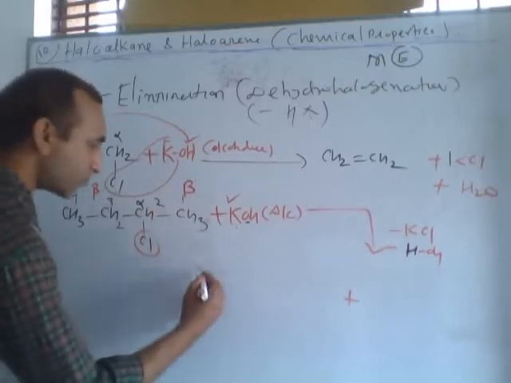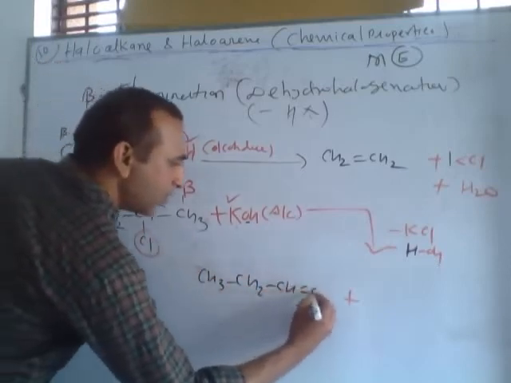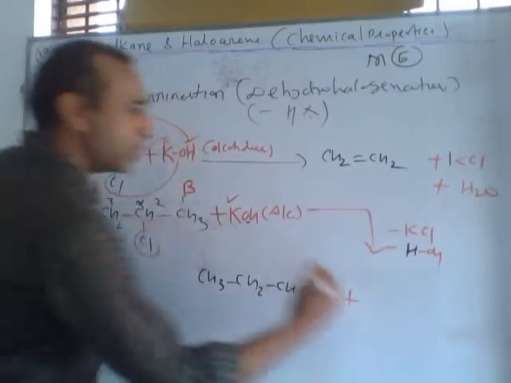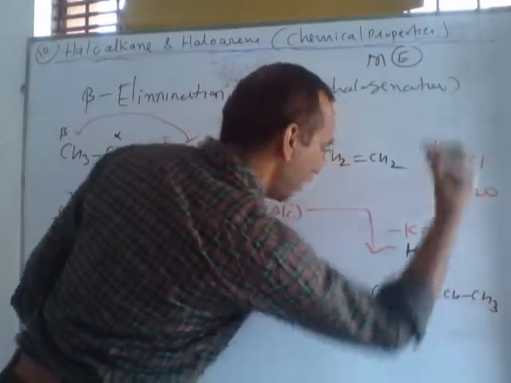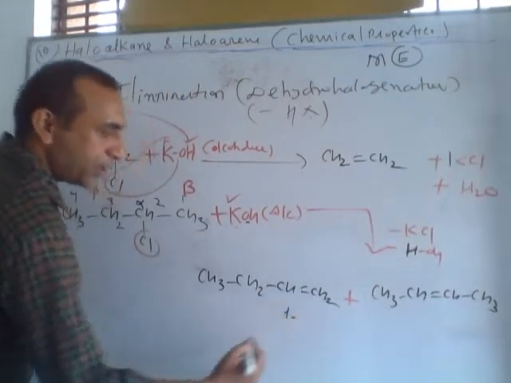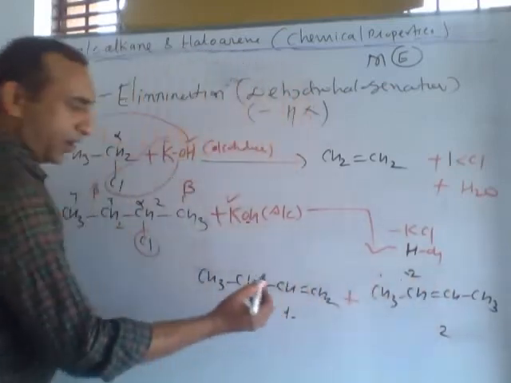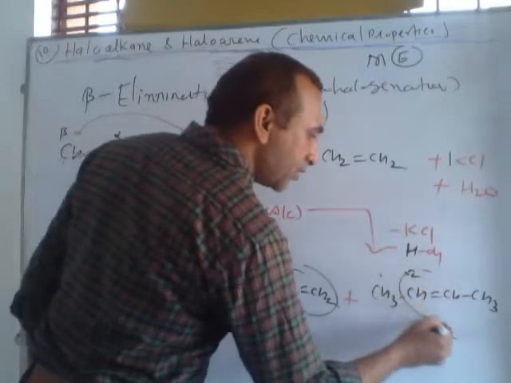This type: CH3 CH2 CH double bond CH2. If hydrogen is removed from the third carbon, the product will form this type. Remember, this compound is called but-1-ene and this compound is called but-2-ene. 1, 2, 3. Here the double bond is present on the first carbon atom. In this compound, the double bond is present on the second carbon.